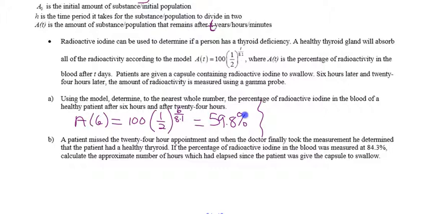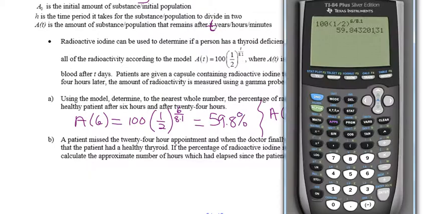And after 24 hours, the amount after 24 is 100 times 1/2 to the 24 over 8.1. Exact same calculation. I'm just going to bring it down and replace the 6 with the 24. So I'm going to go 2 and insert a 4 and hit enter. And we get 12.8% after 24 hours.